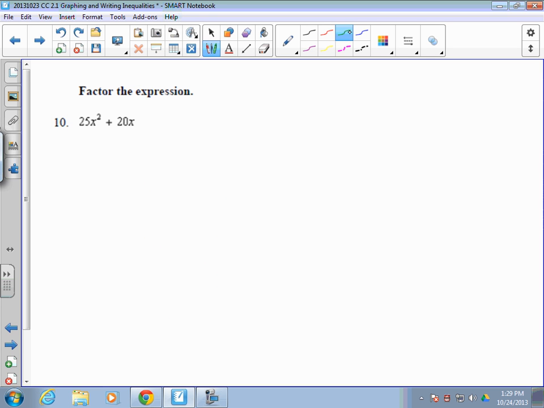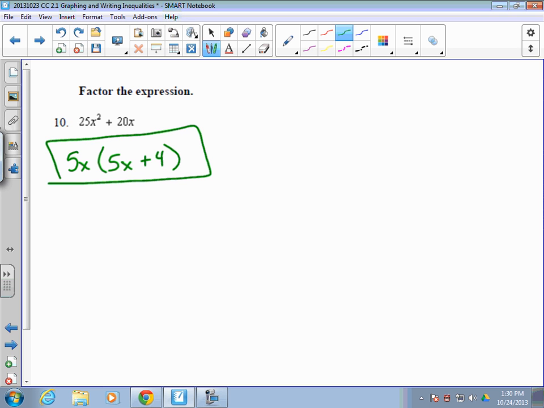Then you have to factor this expression. It's a binomial, so what you want to do is pull out what they have in common. A 5 is a factor of both 25 and 20, so 5, and x is a factor of both of them. So 5 times 5 gives you 25, and 5x times x gives you 25x squared. 5 times 4 gives you 20, and you already have x, so this is the factored version, 5x times 5x plus 4.